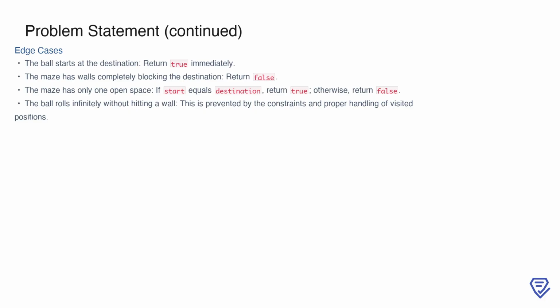Lastly, the ball rolling infinitely without hitting a wall is not a concern because the constraints and proper handling of visited positions ensure that such situations are avoided. These edge cases help solidify our understanding of how to handle different scenarios within this problem.